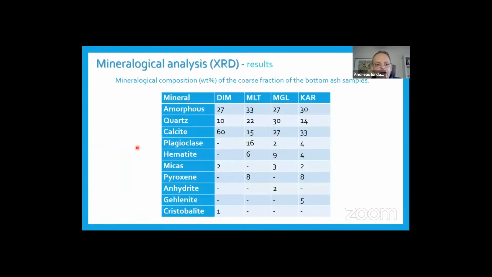And if we see now in this slide, we can see the mineralogical analysis, the results of the mineralogical analysis. You can see the minerals here and the 4 samples here. You can see clearly that we have, of course, because we're talking about ash samples, amorphous material here, quartz and calcite. These are the 3 main minerals, and some other minerals just below in this table.